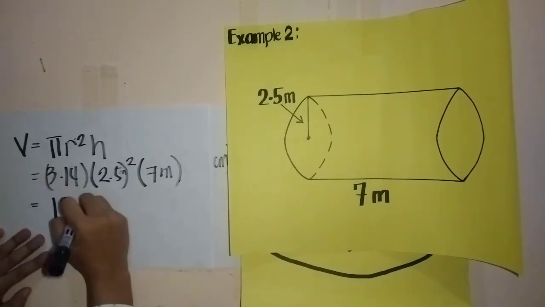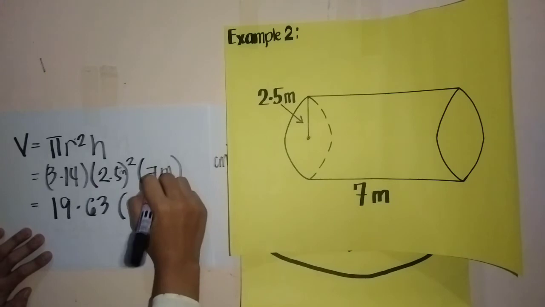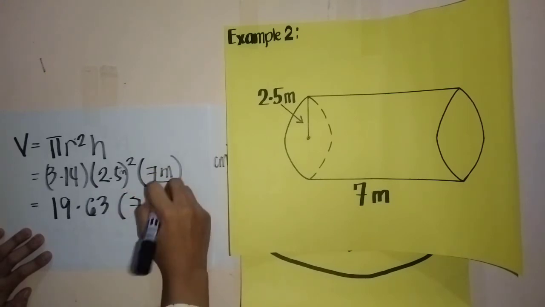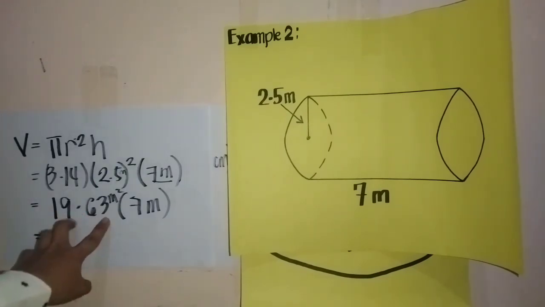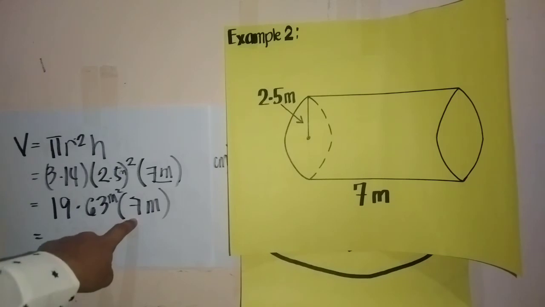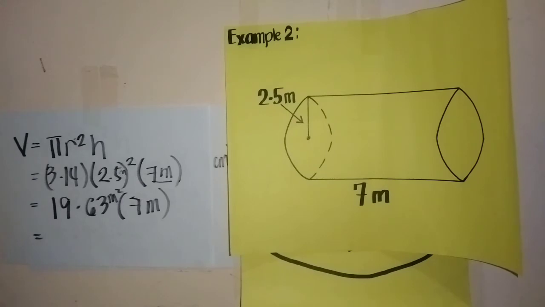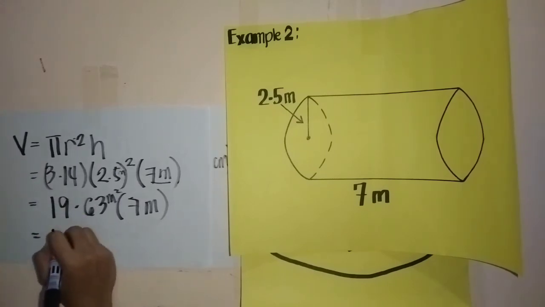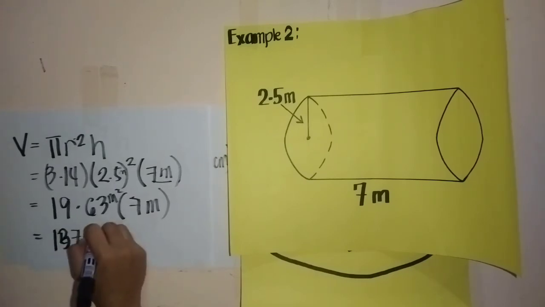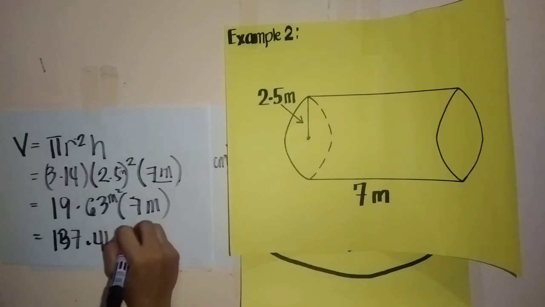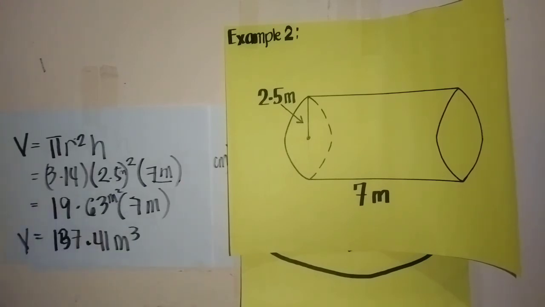So 19.63 times 7 meters. So 19.63 meters squared times 7 meters is equal to 137.41 cubic meters. So a cylinder has a volume of 137.41 cubic meters.